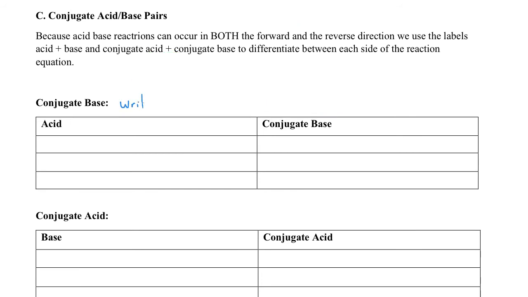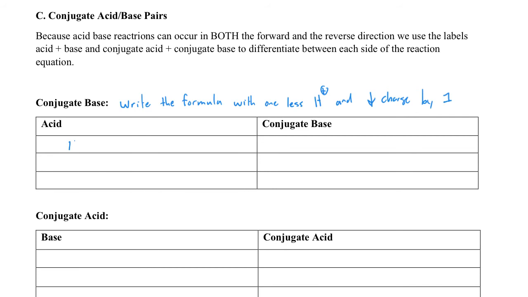So when we want to write the formula of a conjugate base, which we'll have to do when we want to write the product of an acid-base reaction, what we do is we write the same acid formula, but we deduct a proton from it. So we subtract that, we take it off. And correspondingly, we have to reduce the charge by 1 because we're losing a positive charge. So let's try that with a few different acids.